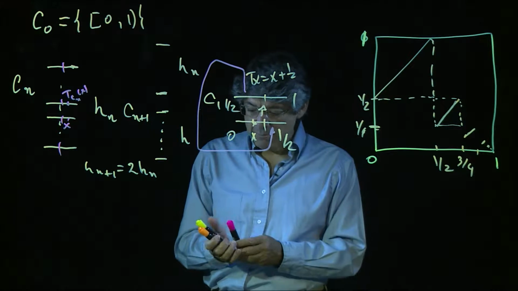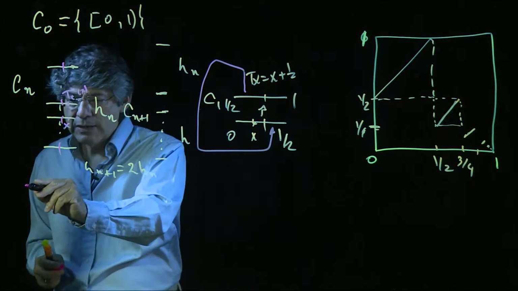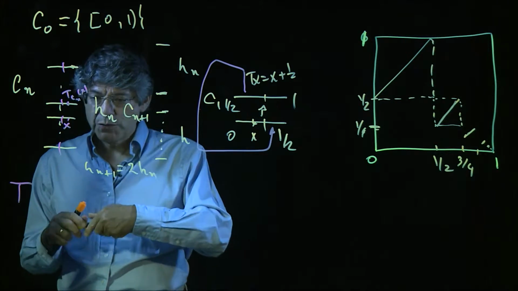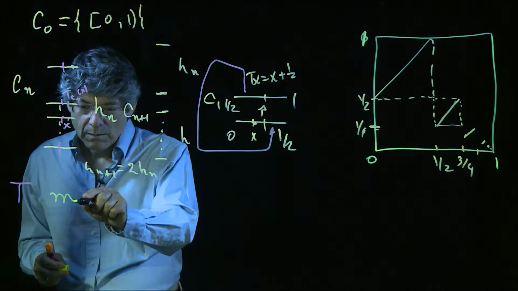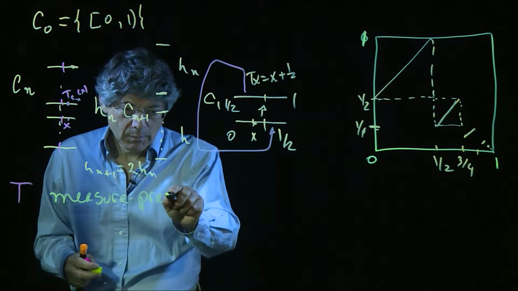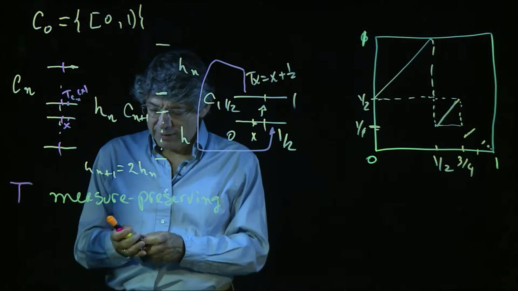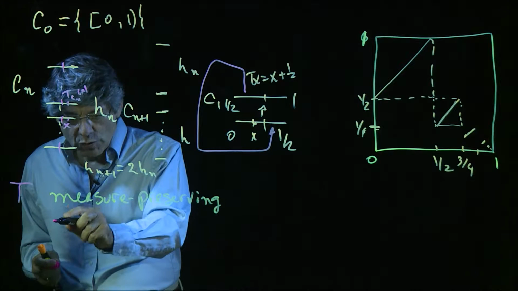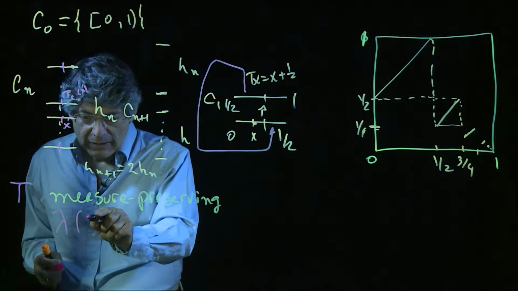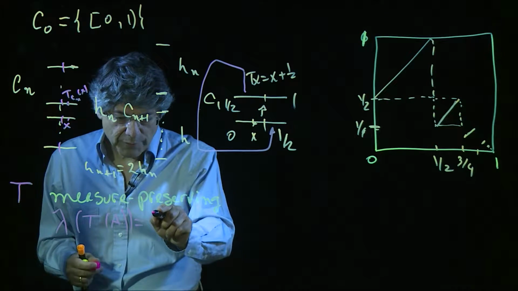which is that of being measure preserving. So let's write that here. Okay. So T is measure preserving. Measure preserving is a property, and this means that for all measurable sets A, the measure, which we're going to think of as Lebesgue measure here, denoted by lambda, the measure of T of A is equal to the measure of A.